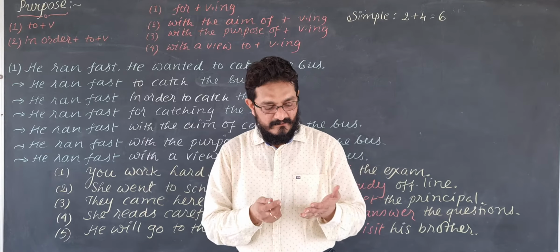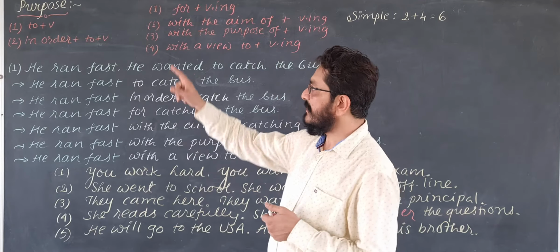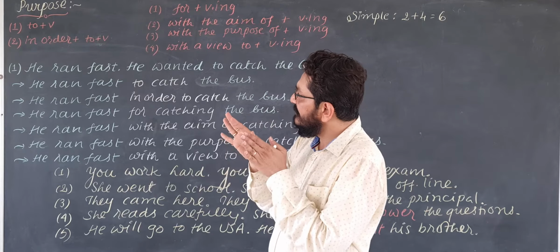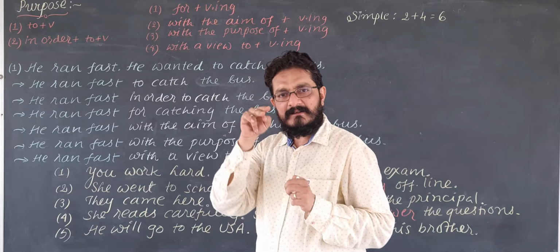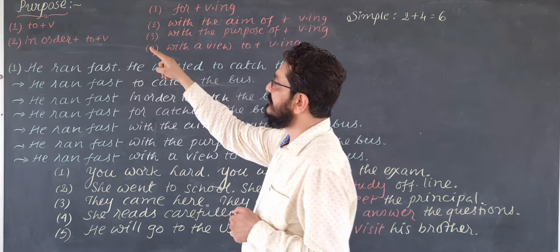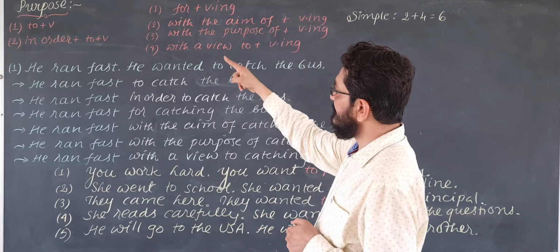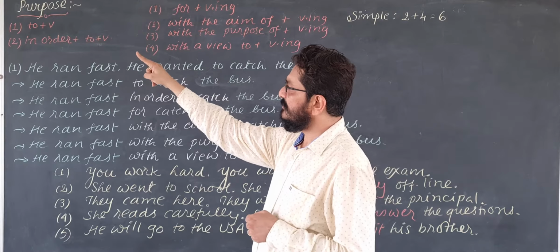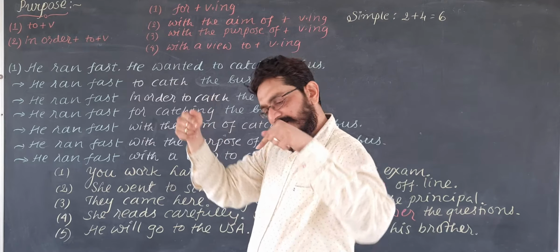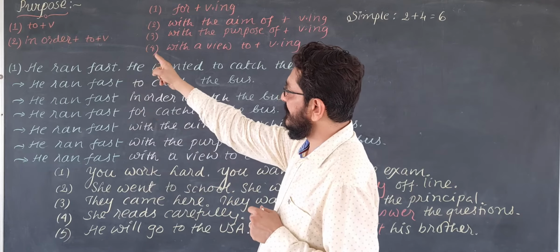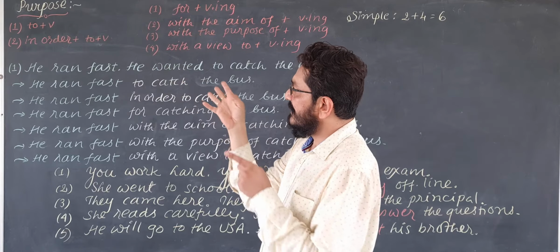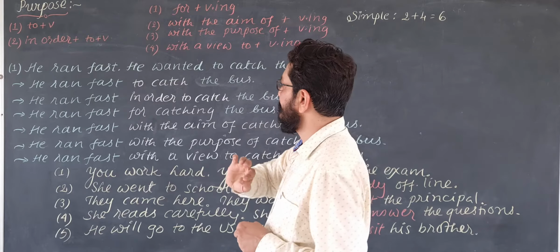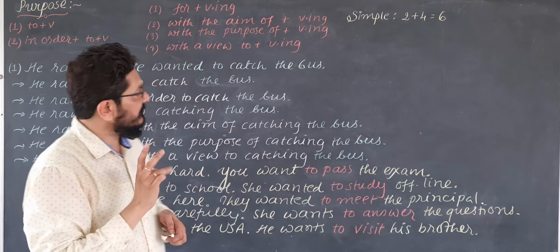See, today we are going to learn about purpose. And today's topic will be how to make two sentences simple using these six methods. First two methods are to make two simple sentences into simple sentences using to plus verb, in order to plus verb. And by using these two methods, we will make the two sentences simple.